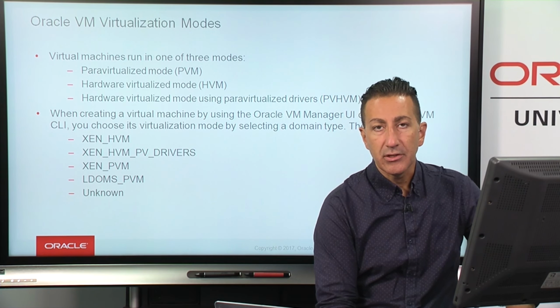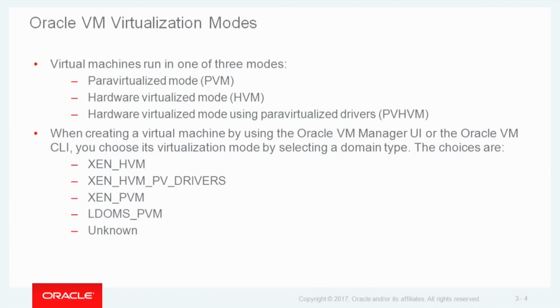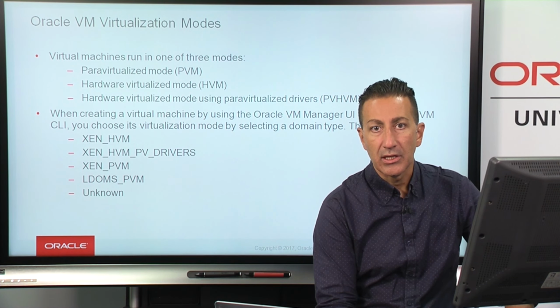When creating a virtual machine, you could use the Oracle VM Manager user interface or the Oracle VM CLI. You choose this virtualization mode by selecting, at the time you create the VM, a domain type. In this case, there are choices such as Xen_HVM. This is for hardware virtualized machine or hardware virtualized mode. Xen_HVM_PV_ drivers. This is the hardware virtualized mode in which for the VM you install or you incorporate para-virtualized drivers. And the other one is Xen_PVM. This is para-virtualized mode, or virtualization mode.